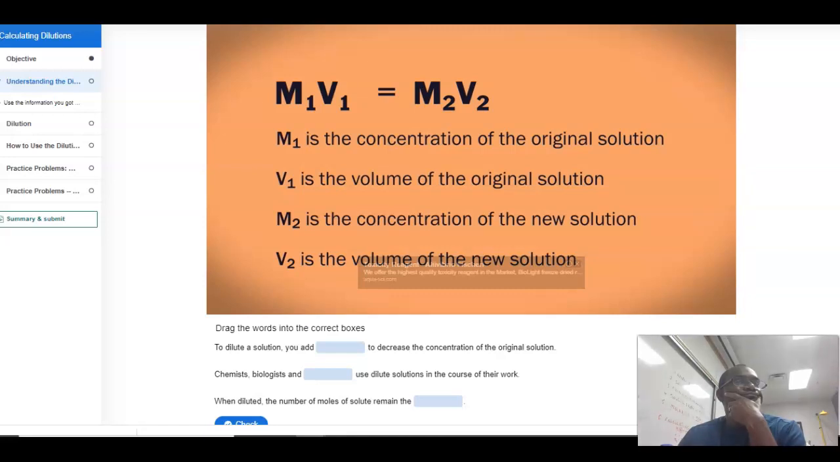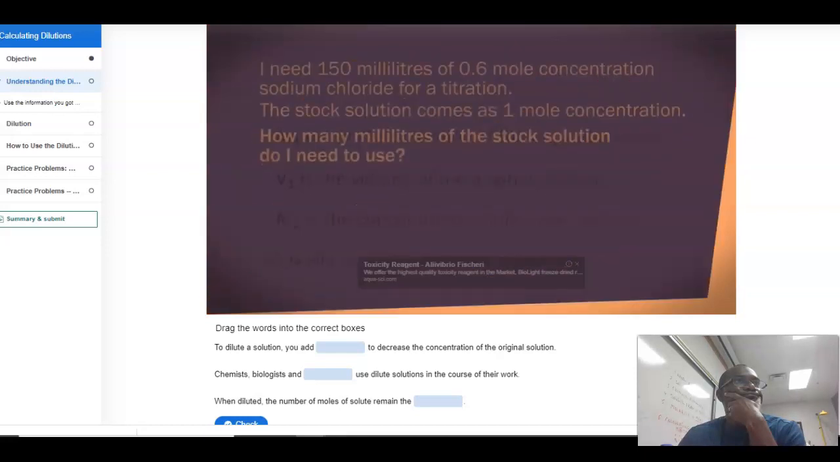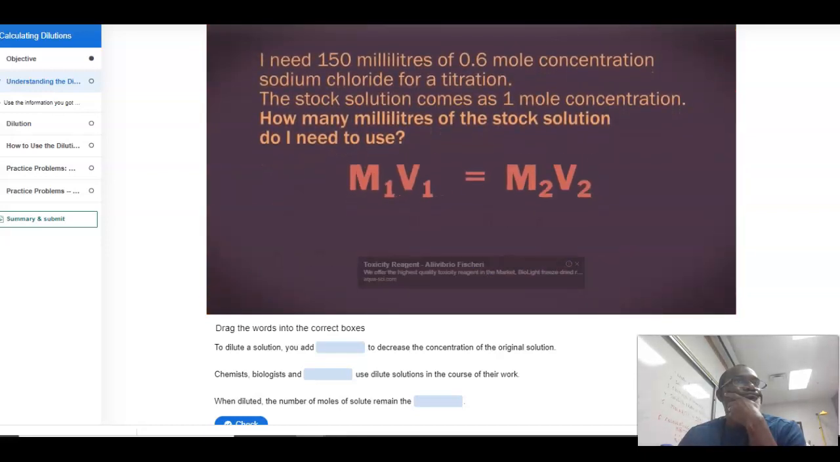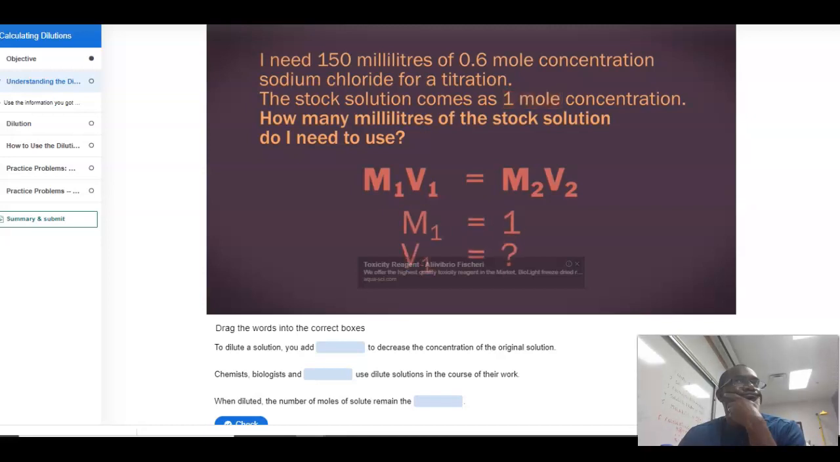Let's now have a look at how to use this easy peasy equation. So we have our M1 V1 equals M2 V2 equation. Here, our before values are M1 equals 1, and we don't know V1. Our post-dilution values are M2 equals 0.6 and V2 equals 150 moles.